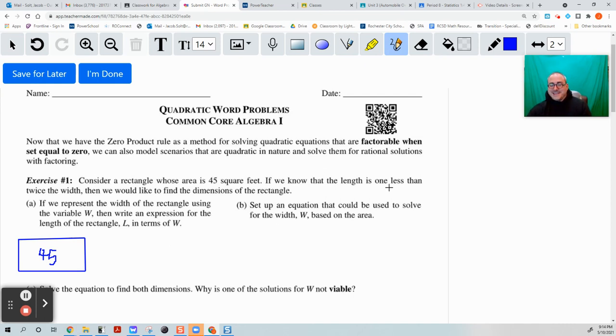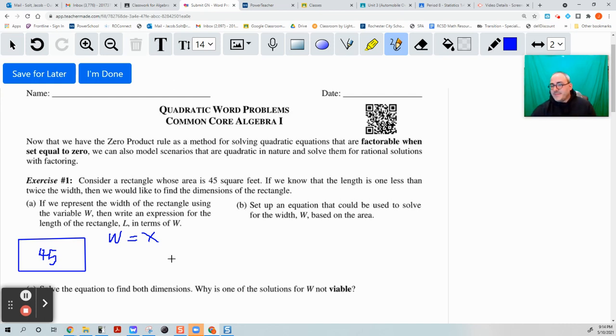Now let's think about this. We know that the length is one less than twice the width. So the width is something, and I don't know what it is, but I can just call it x. I can just call w equal to a variable that I don't know. And sometimes in math, when we have a variable we just don't know, we just call it x.